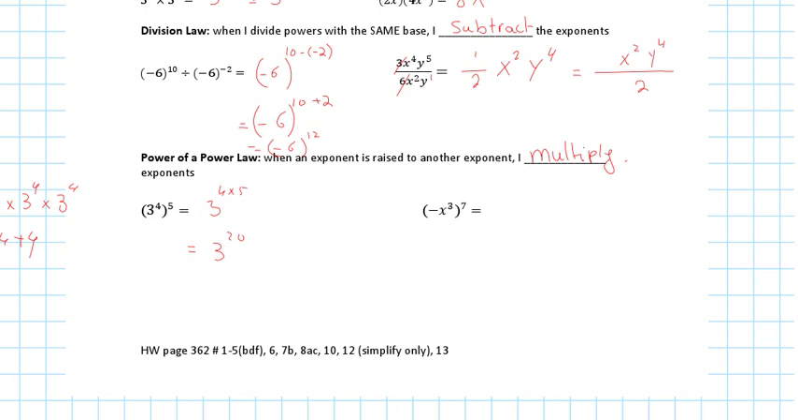How about the next one? What do you get? Negative x to the power of 2. Brackets here, because your base is already in the front. Okay. Are we okay with this? All right.